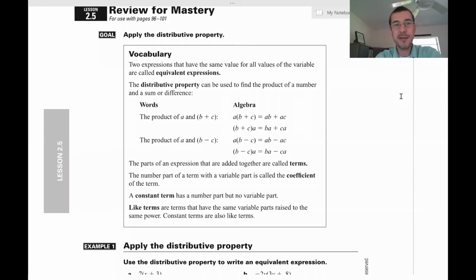Hello back, this is Algebra, and we are finishing up section 2.5 today, which is applying the distributive property. So let's start. We're gonna do the review for mastery problems and the challenge practice problems. First, we're gonna do the review for mastery problems. So we have about 9 problems.